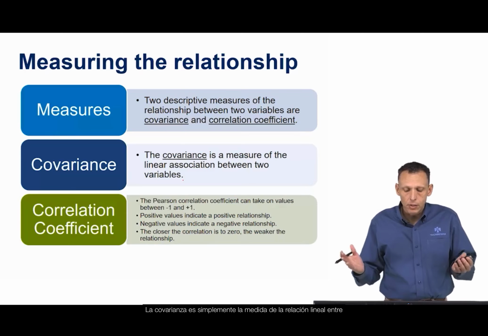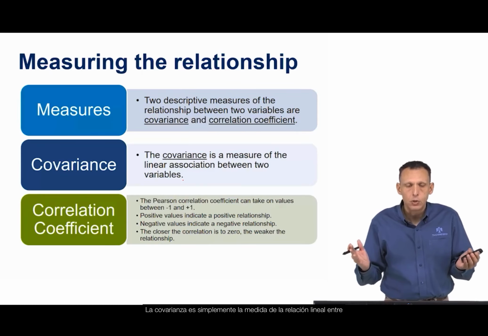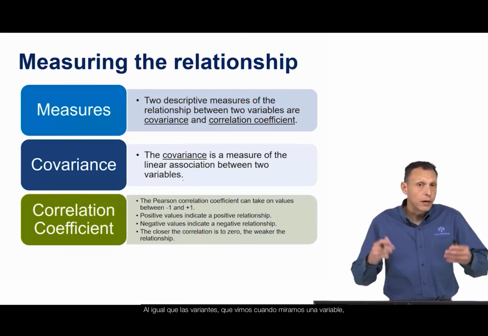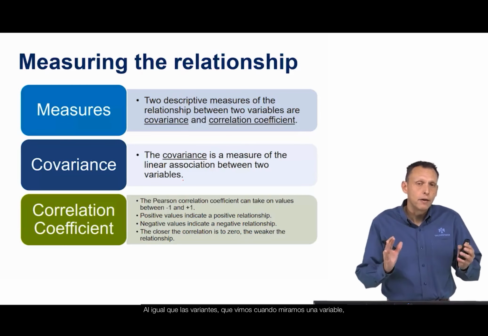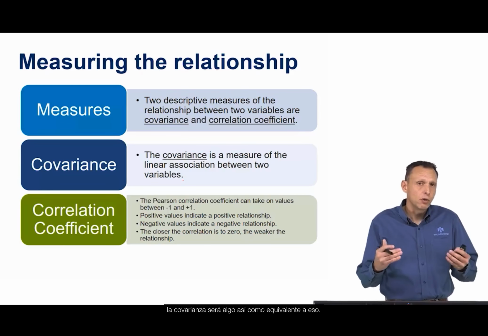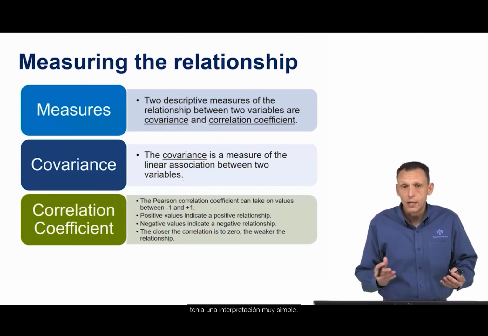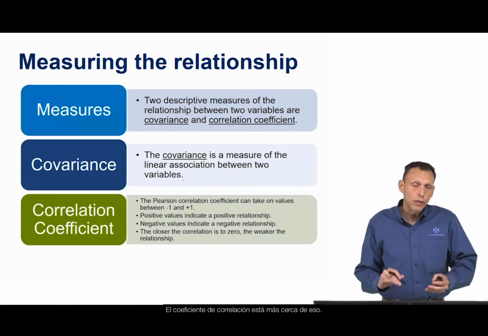Covariance is simply the measure of the linear relationship between those two variables. Much like the variance that we saw when we looked at one variable, the covariance is going to be sort of equivalent to that. And the correlation coefficient, much like the standard deviation, had a very simple interpretation.